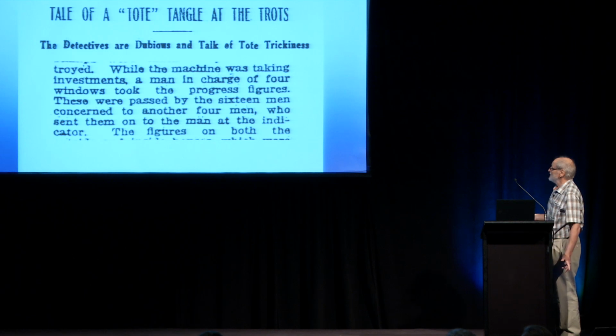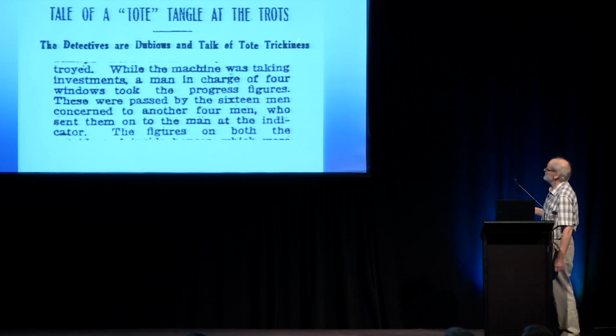It was very hard to find out how these things worked. It was never written down, but I found it in the scandal sheets. So there's a newspaper in New Zealand called The Truth, and here is an article about a court case. The police tried to shut down the Totalisator, and the tale of a tote tangle at the trots, and the detectives are dubious and talk of tote trickiness. And in there's a description of how it worked.